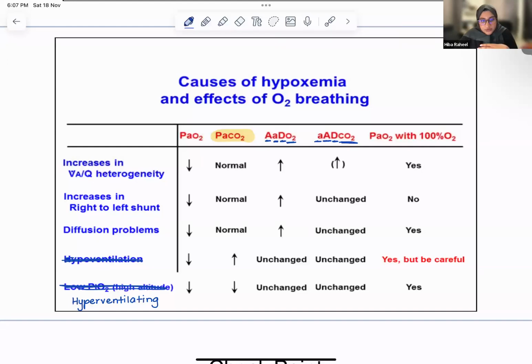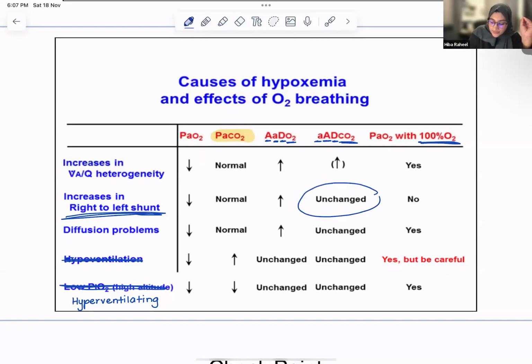We will give the patient 100% oxygen. If we give 100% oxygen and there is no change, we know the cause is right to left shunt. We gave 100% oxygen and it remained unchanged. The problem is right to left shunt.